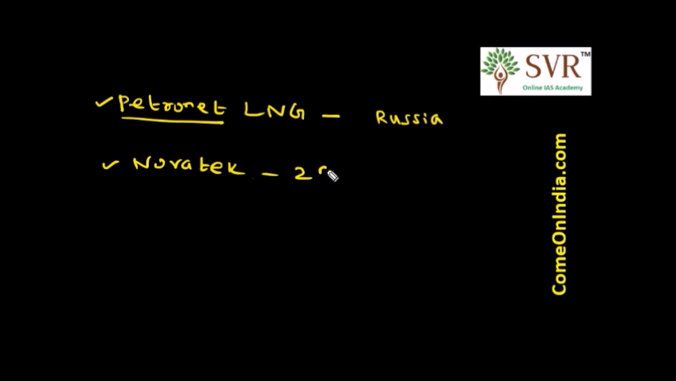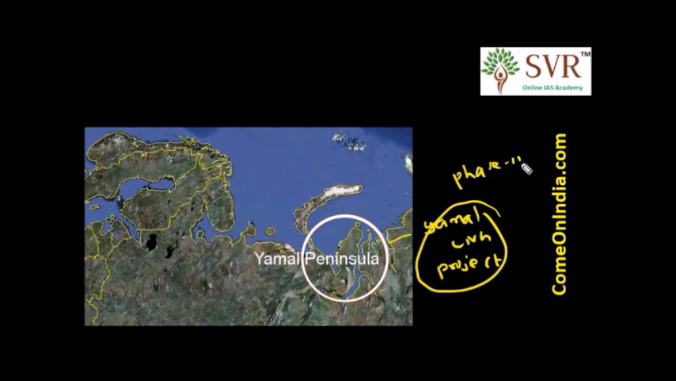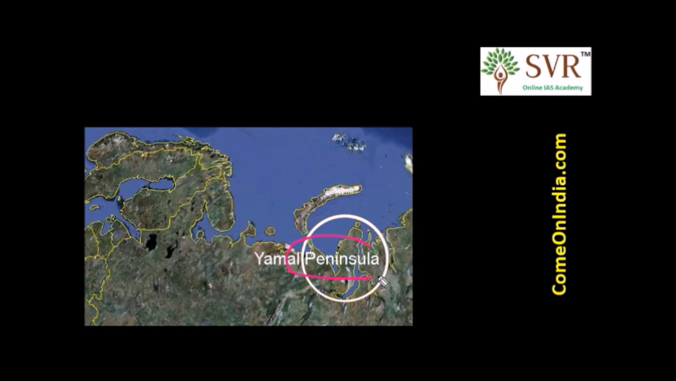Novatek is the second biggest gas producing company of Russia. These companies recently offered to the Indian oil companies to have a stake in the Yamal LNG project, a phase 2 project that is going on at present. In this image, you can locate the Yamal Peninsula. Here are the Ural Mountains. Here Europe. Here you can see Russia, and this portion is the Yamal Peninsula where the Yamal project is going on.